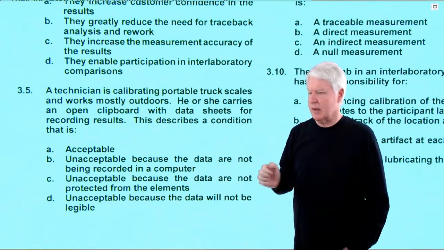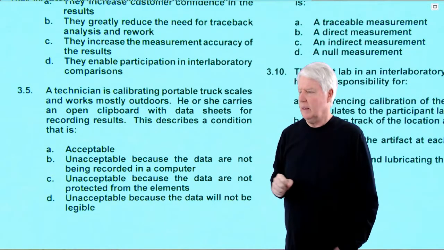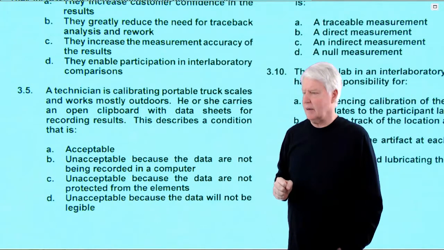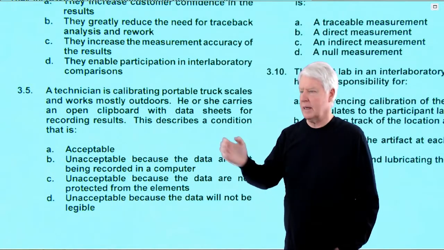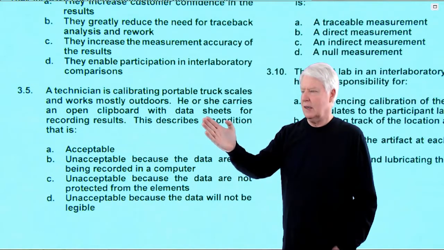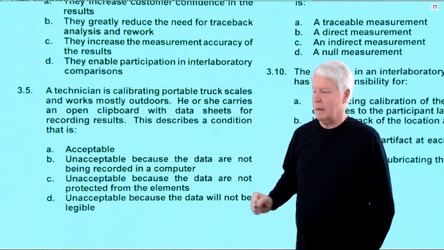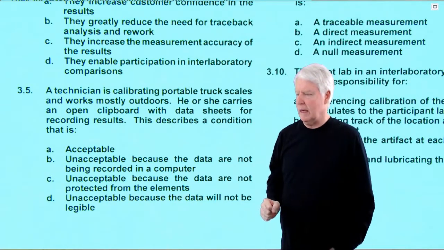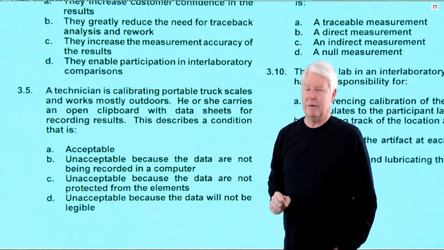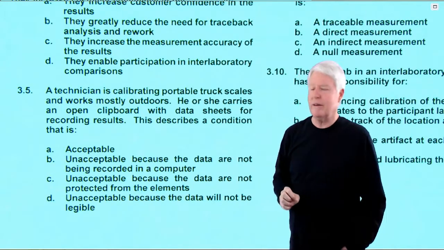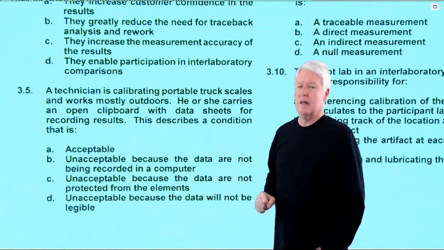Okay. Unacceptable because the data are not being recorded in a computer? No, it doesn't have to be recorded in a computer. Acceptable because the data are not protected from the elements? Yeah, that's probably it. It could rain and cause all kinds of problems. And it does say specifically she carries an open clipboard and she's outside. So I imagine C will be the correct one. Unacceptable because the data will not be legible. We don't know that. But C is the best answer. It's not protecting it from the elements, and they're working outside. So 3.5 is at C. I'm going to have to look again, but I felt fairly confident, and that is the correct answer.